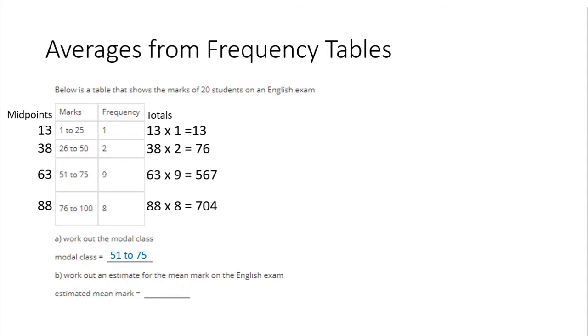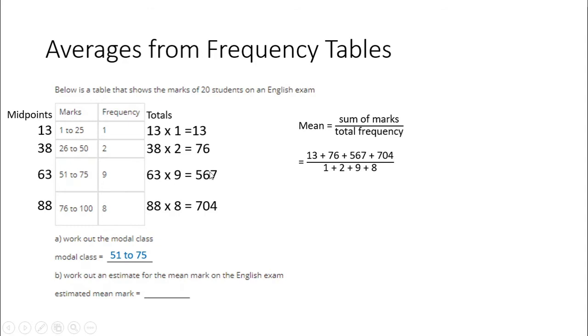If I want to work out an estimate for their mean, I'm going to work out the total of the marks divided by the total number of students. Sum of the marks divided by total frequency. The frequency is the number of students. This was 1 student, 2 students, 9 students, and 8 students. And if you add that all up, that should add up to 20 because we were told in the question that there's 20 students. Okay?